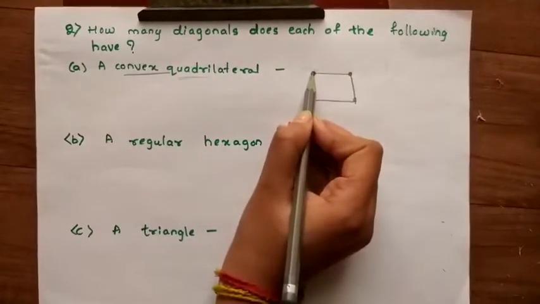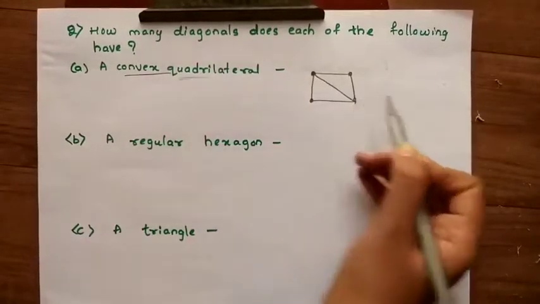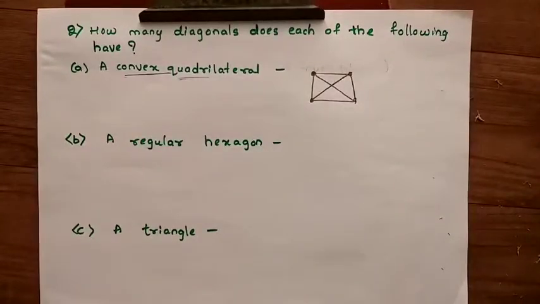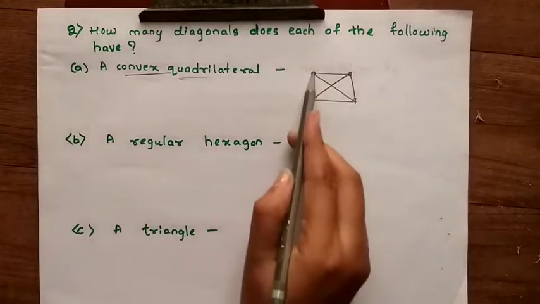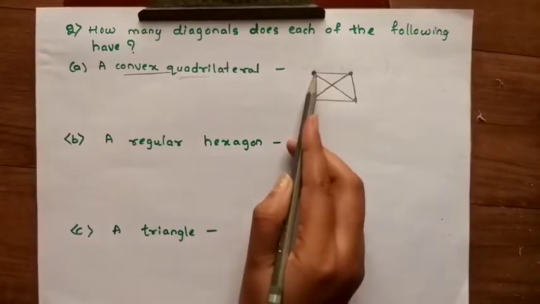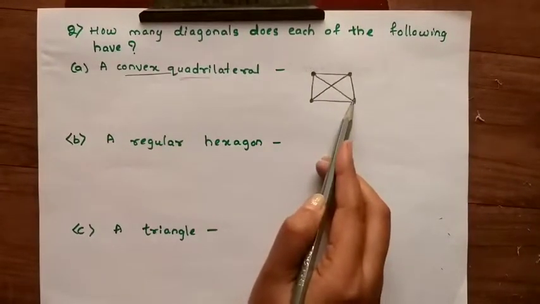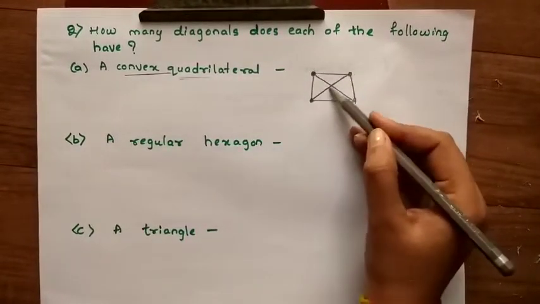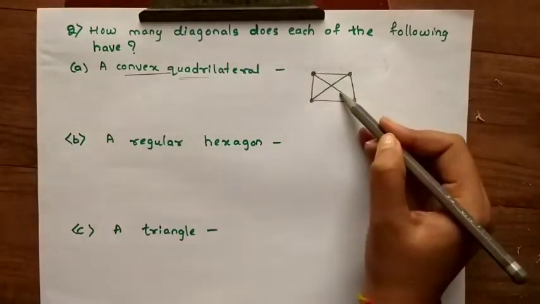This is the first diagonal and this is the second diagonal. What is meant by diagonals? Any line segment which joins 2 non-consecutive vertices is said to be a diagonal. So here these are the non-consecutive vertices. Non-consecutive vertices means opposite vertices. Then these points are joined to each other, and you can easily draw the line segment. These two lines are said to be diagonals.